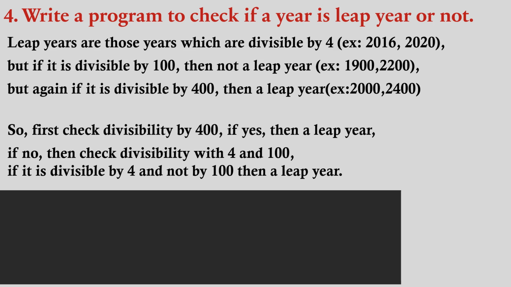So now we have to see how to write the program. First, we will check the divisibility with 400. That means if it is divisible by 400, then it is definitely a leap year. Otherwise, it will check whether it is divisible by 4 and 100 or not. The condition is it has to be divisible by 4 and it should not be divisible by 100. So these two conditions you have to give.